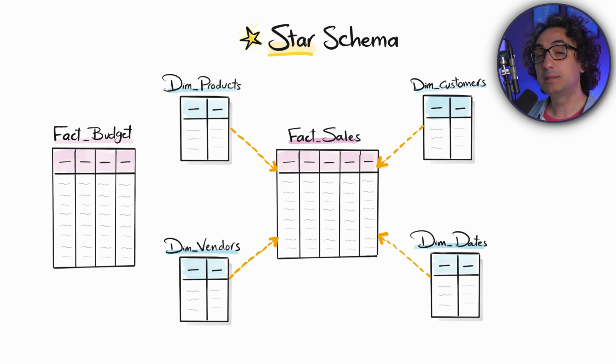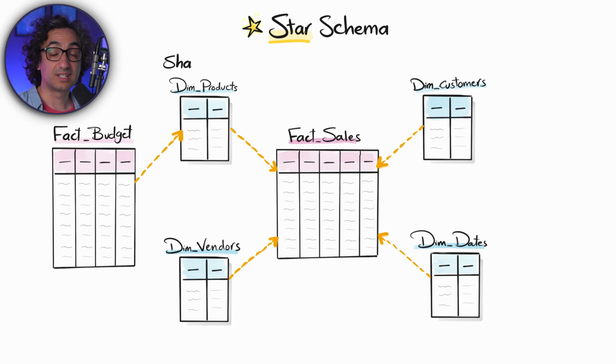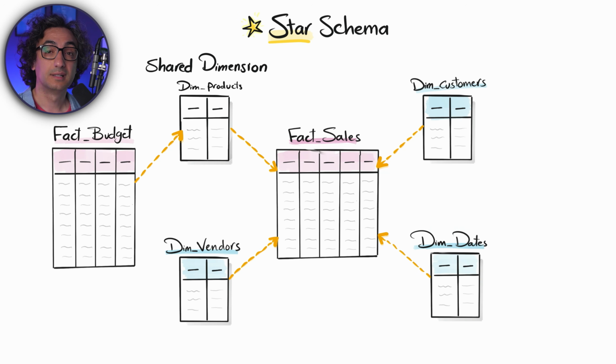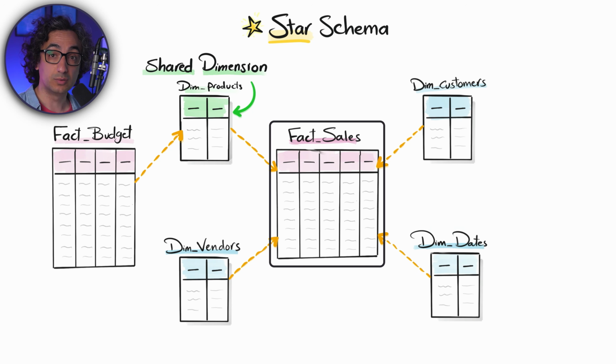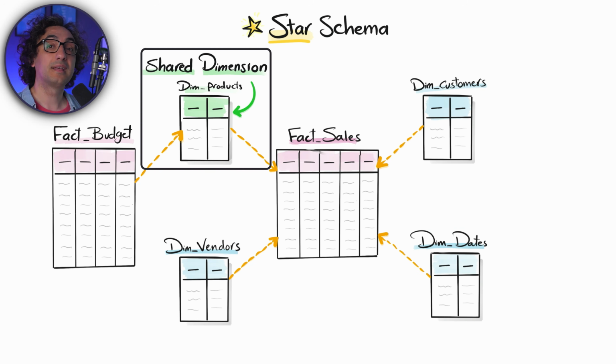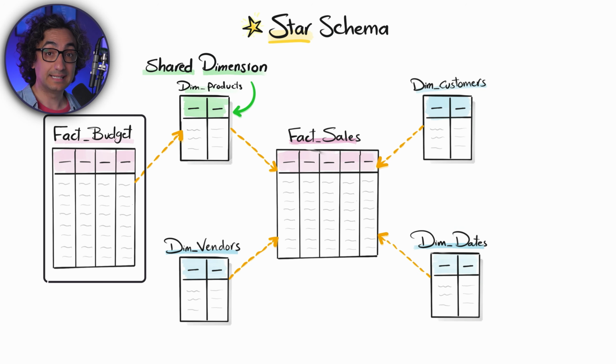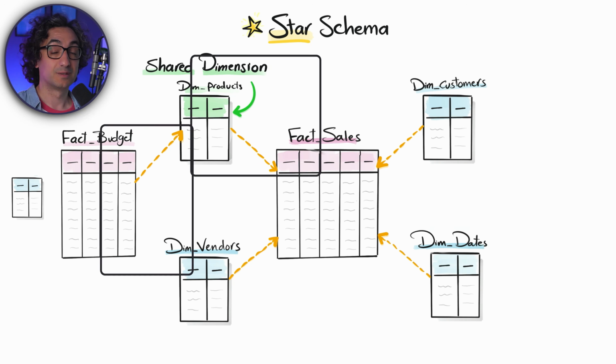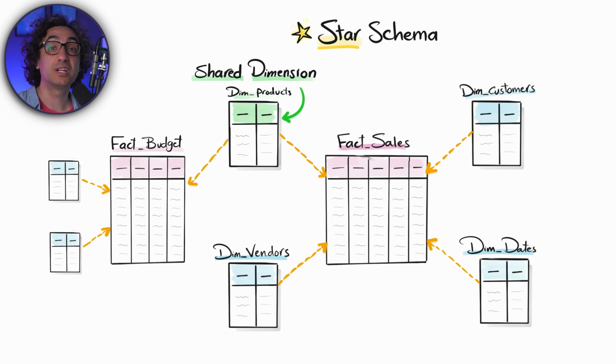Now the thing is, you need both in order to build one big dashboard, and those two facts are sharing the same dimensions. For example, fact sales is using the dimension product, and the same thing is going to happen, the fact budget is going to need the dimension product as well. So with this we have the product as a shared dimension between two facts. So actually that's it. If your model looks like this, then my friends, you have a galaxy.